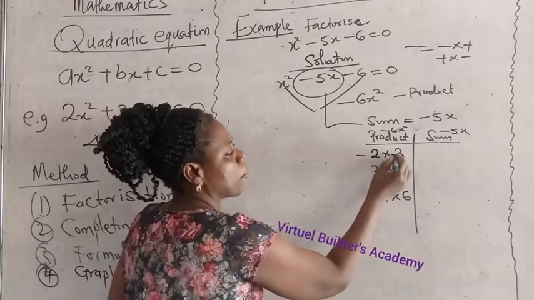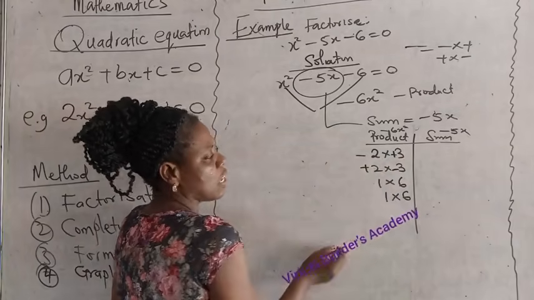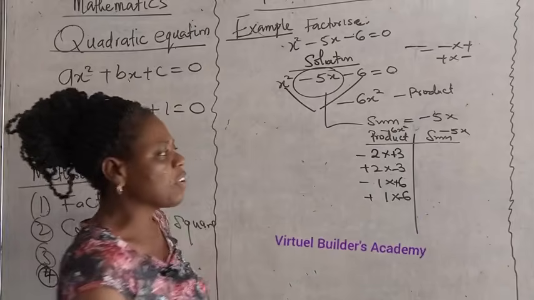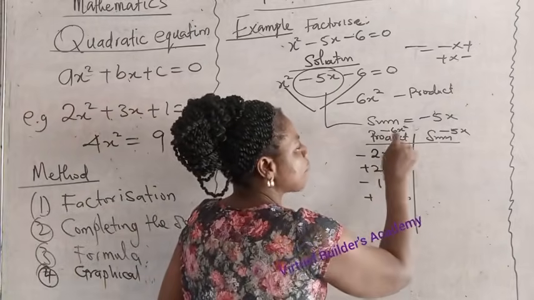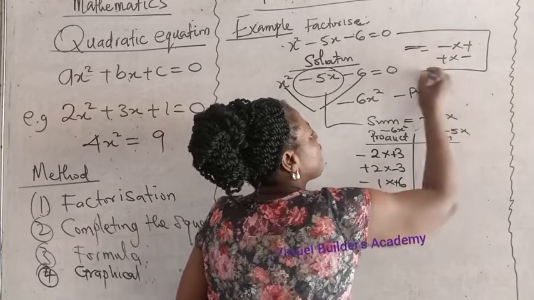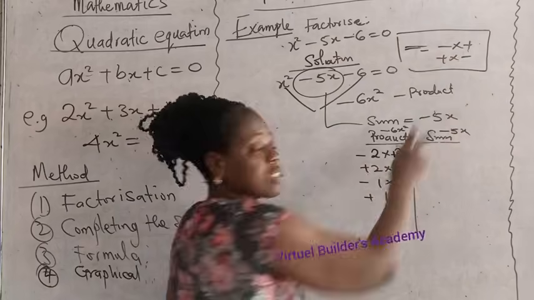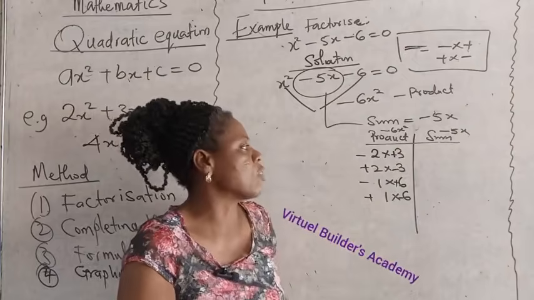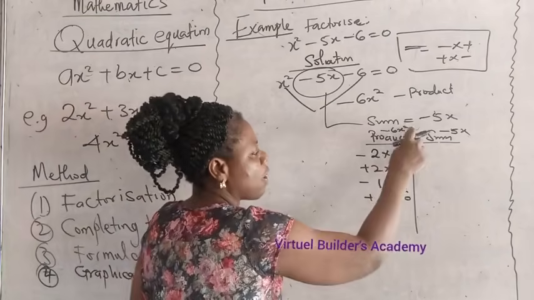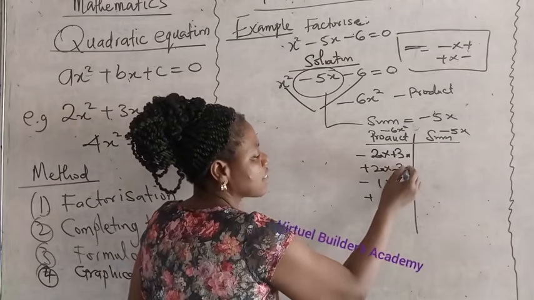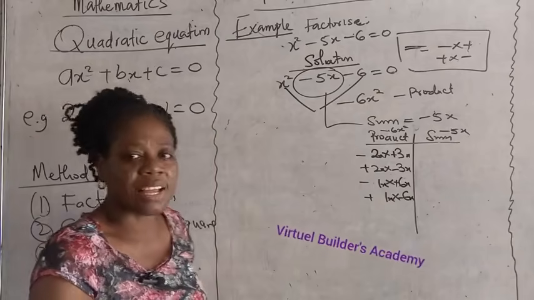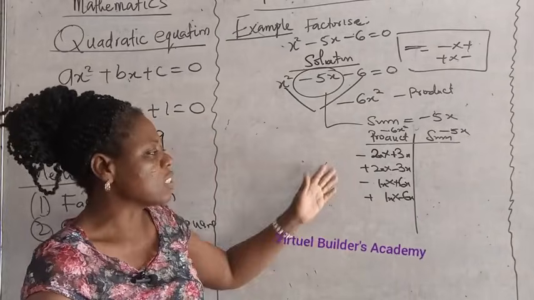So I can say minus and plus here, or plus and minus there. What do we have here? We have minus 6x squared, and minus comes from minus times plus and plus times minus. For me to get the factors of minus 6x squared, the x squared will give me x and x. Are you seeing that? Now, you have to test.